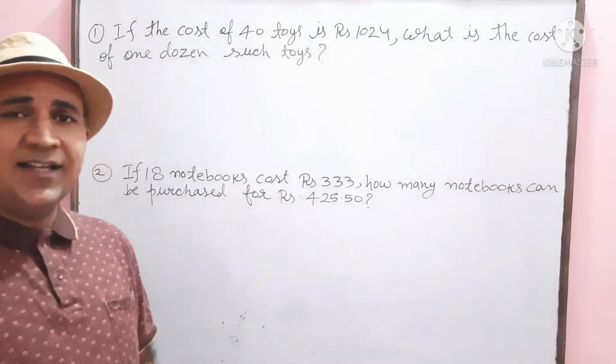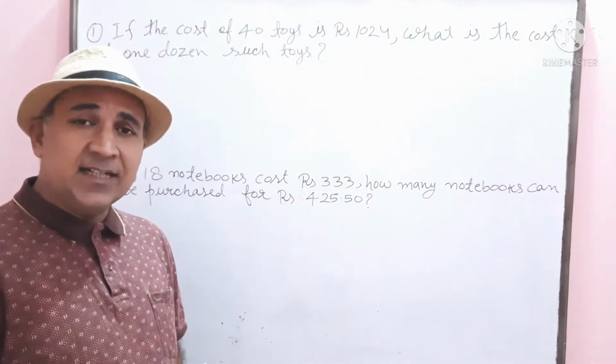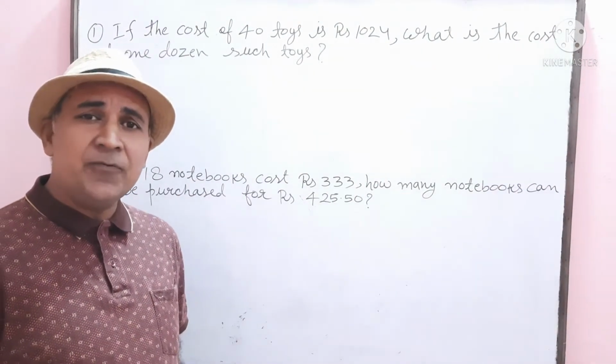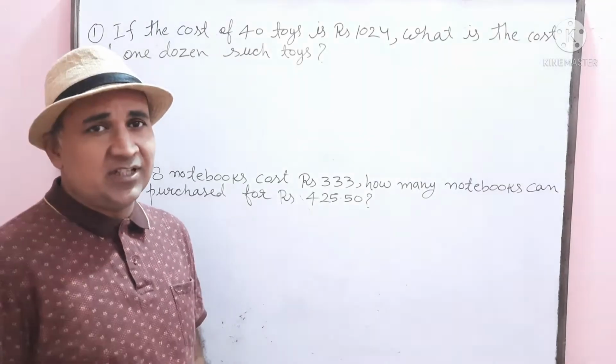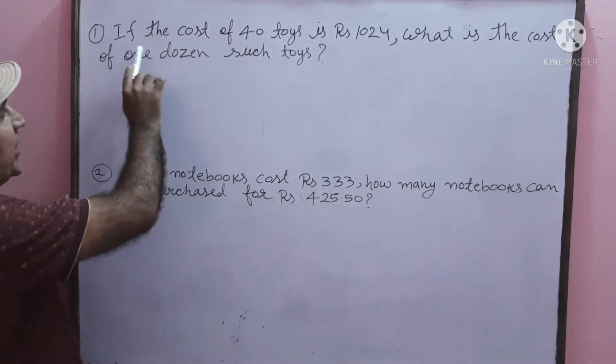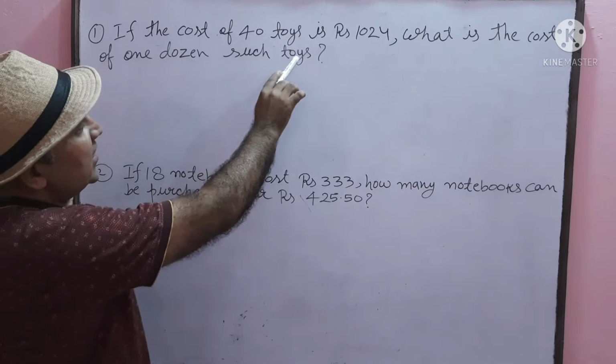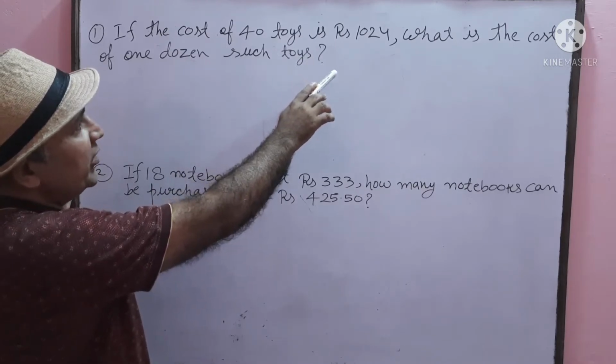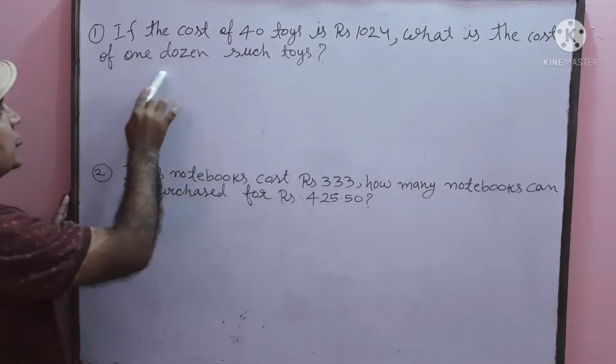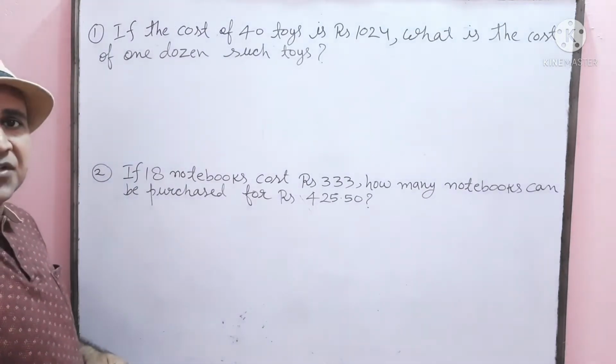Welcome back in mathematics class, and today we are going to start the chapter direct variation and indirect variation. So be ready with your pen and copy and with your book. Okay children, I have written two questions here that we are going to solve by the method of direct variation and indirect variation. See here, if the cost of 40 toys is rupees 1024, what is the cost of 1 dozen such toys?